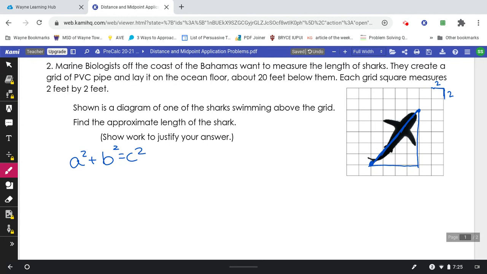Now be careful as you count these blocks. Remember, each one of them is 2. So each time you count it as 2. I'll give you a second to count the sides of the block and try to set up the Pythagorean theorem.